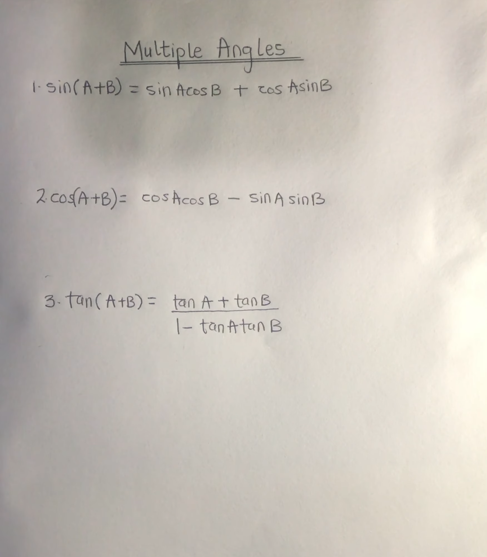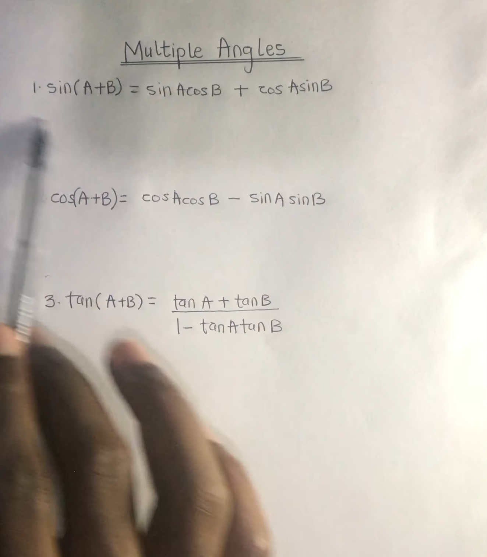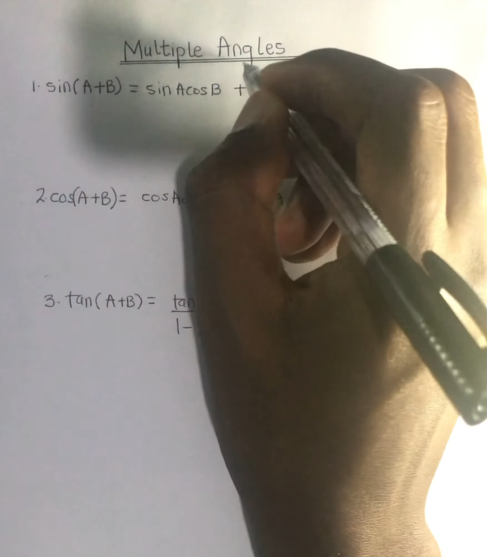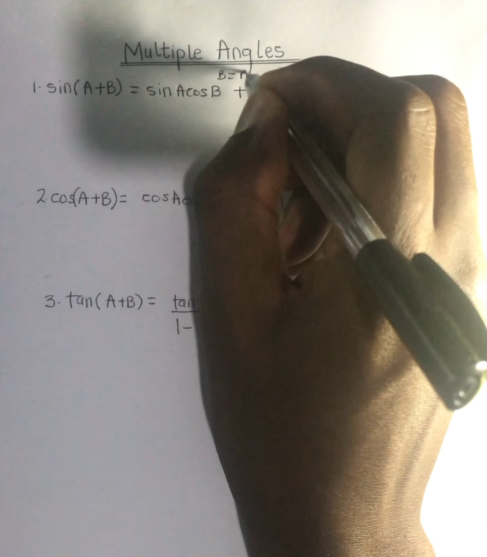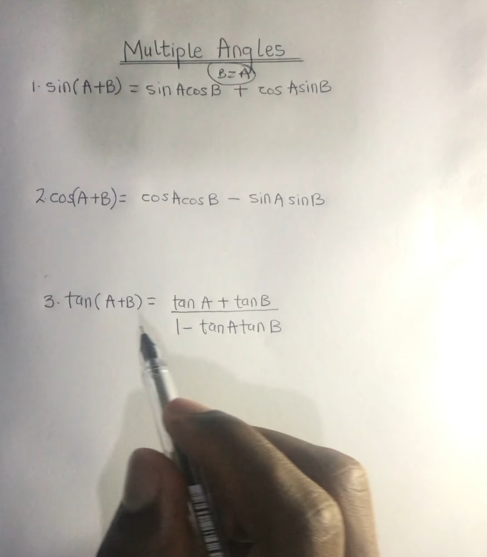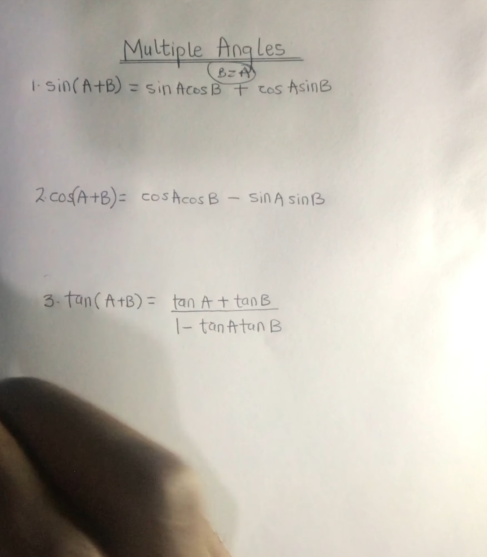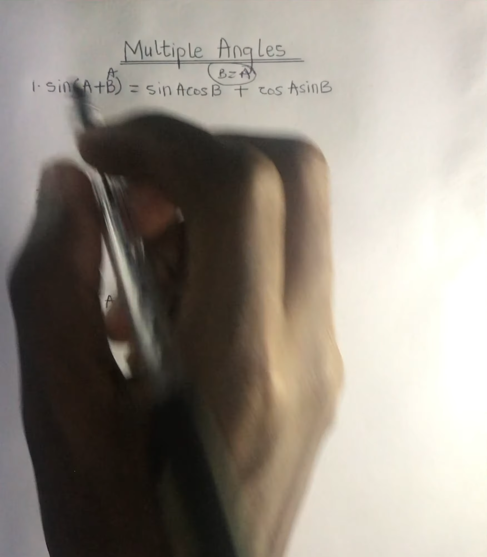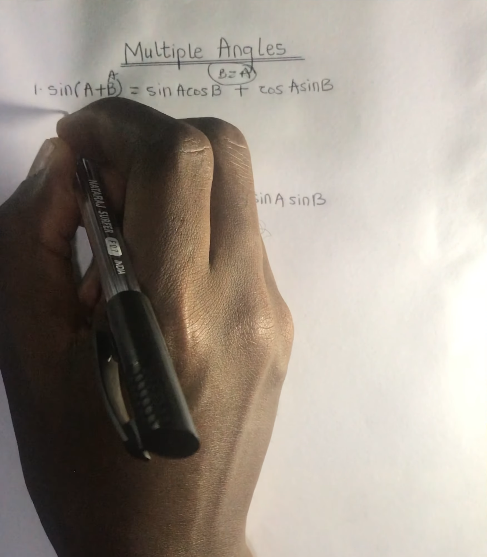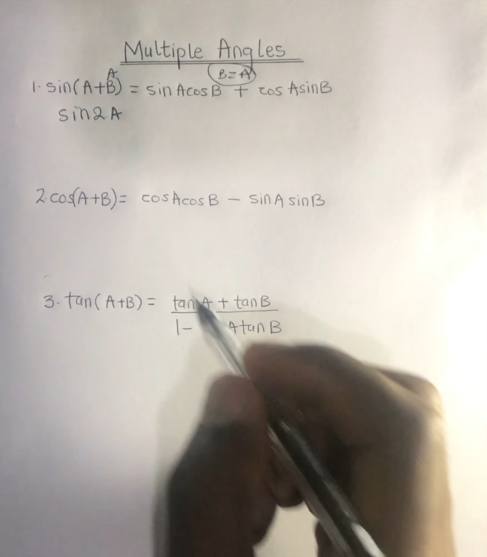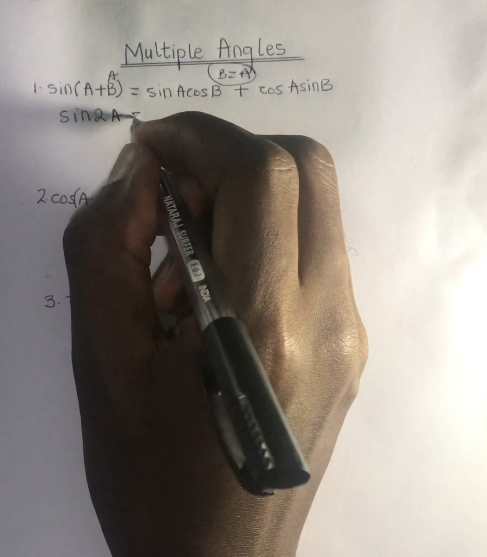Now we can obtain multiple angles from compound angle formulas, right? And in multiple angles, B is equal to A. This is the basics of multiple angles. So if B is equal to A, we obtain this expression as sine 2A, right? Omitting the brackets.